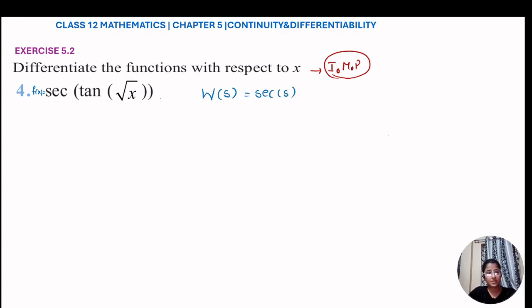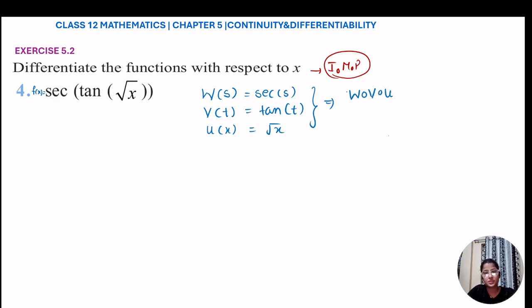Now the other is the tan function, so take v of t as tan t. Then the last one is root x, so take u of x as root x. Now, as you can see, W composition V composition U of x comes out to be W of V of U of x, that is W composition of V of root x, because U of x is root x.